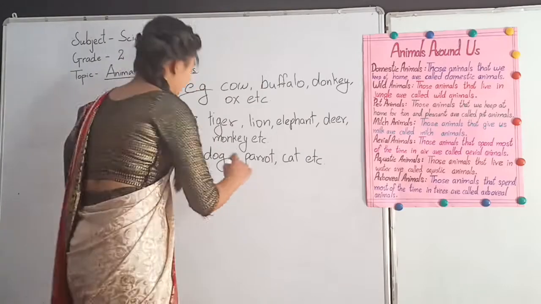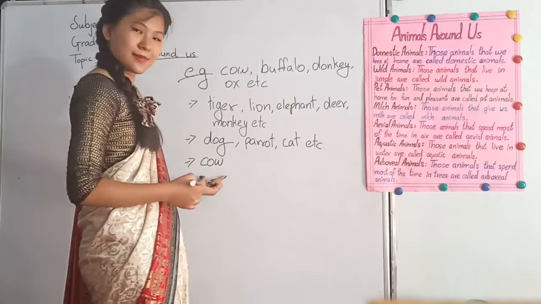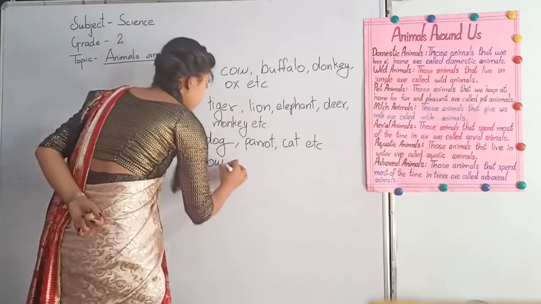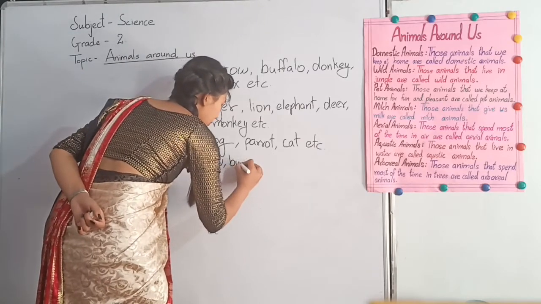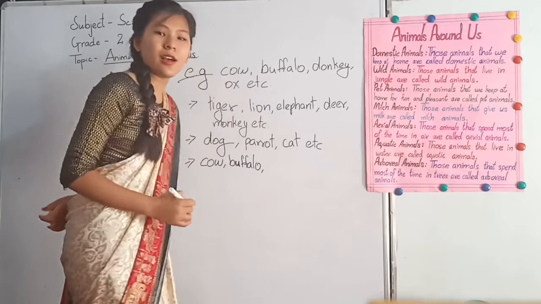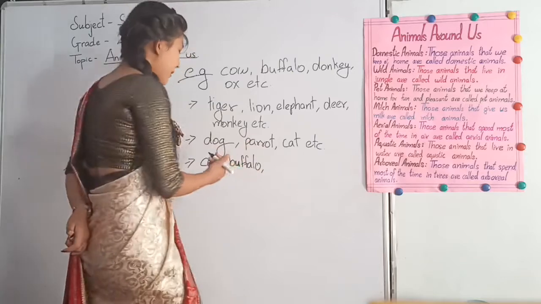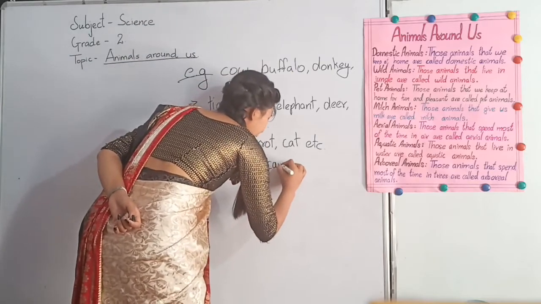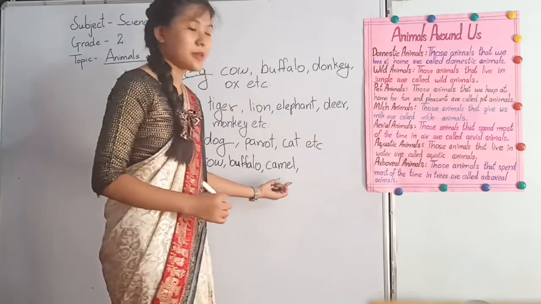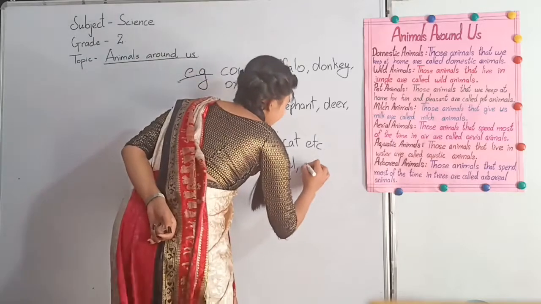So, cow. Cow is a milch animal because cow gives us milk. Likewise, buffalo. Buffalo is also a milch animal because buffalo gives us milk. Similarly, camel is also a milch animal because camel gives us milk. Yak.